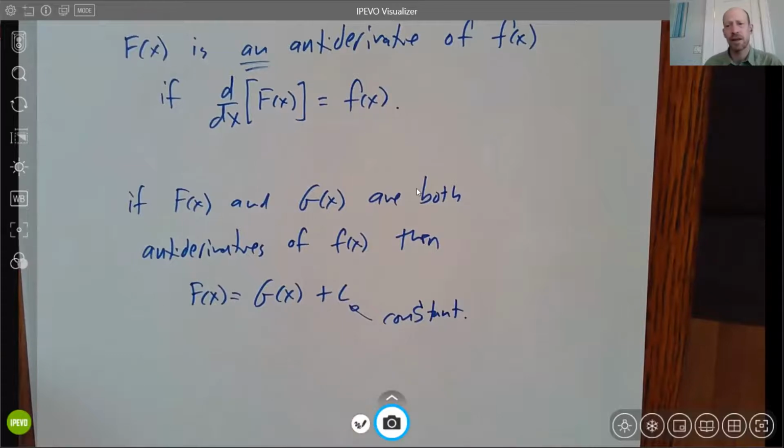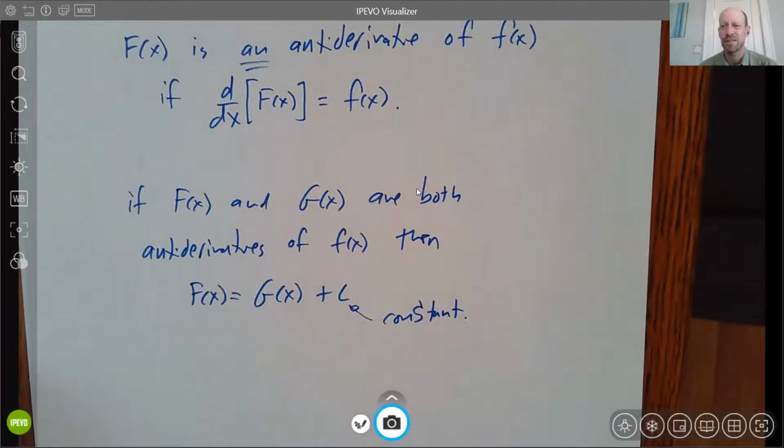So what that says, that's actually kind of important. It says that there's lots of different antiderivatives, but fundamentally they're really all the same function, right? All of these functions that are antiderivatives are all the same except for a constant.